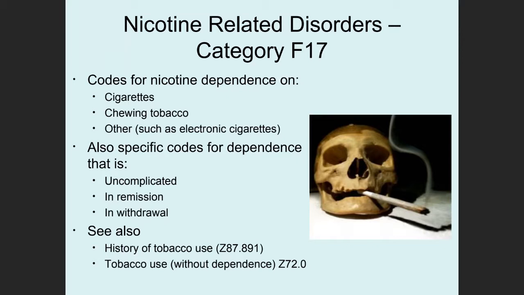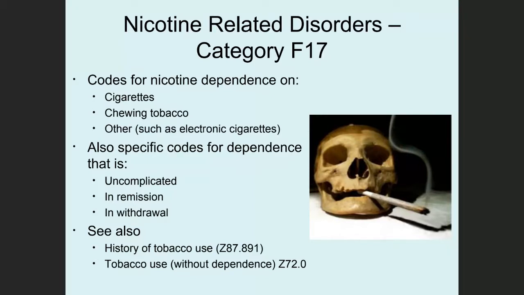So let's move on to nicotine-related disorders. These are not as complicated because you're not going to have a psychosis or hallucinations because of smoking nicotine anyway. Codes for nicotine dependence differ for cigarettes, chewing tobacco, and other substances such as electronic cigarettes. This is category F17. There's also specific codes for dependence that is uncomplicated, in remission, and in withdrawal.